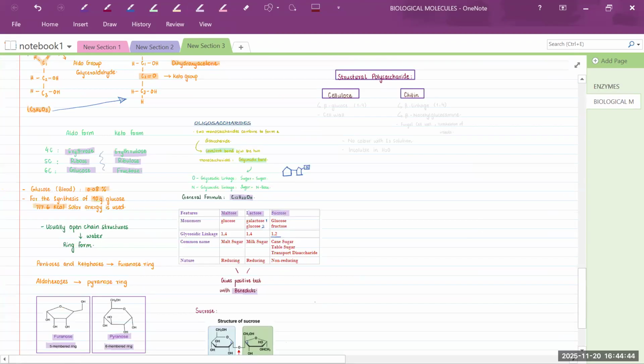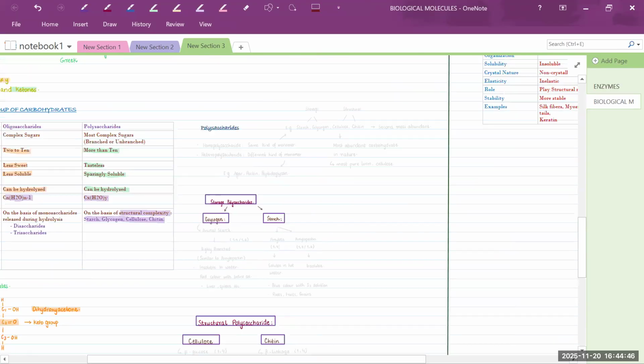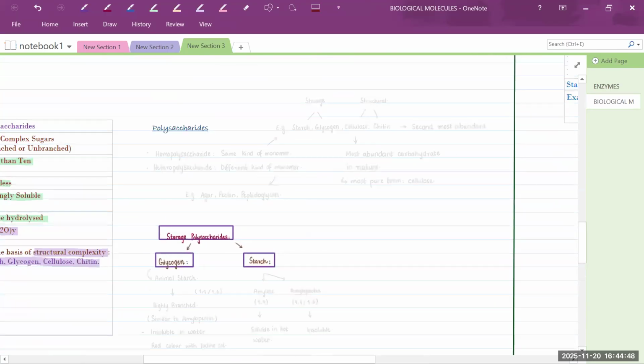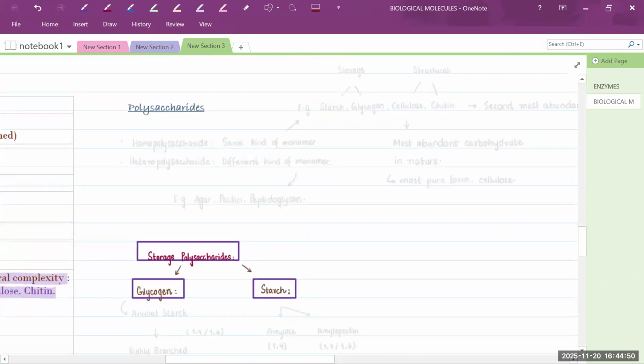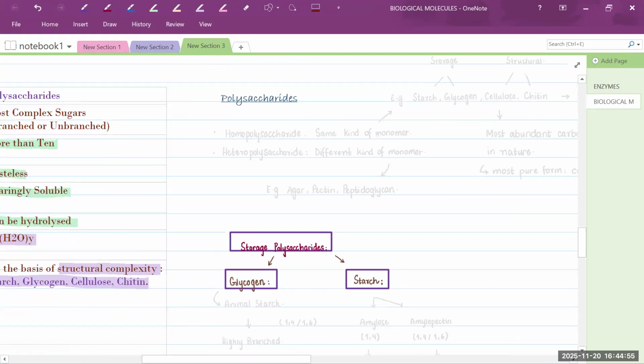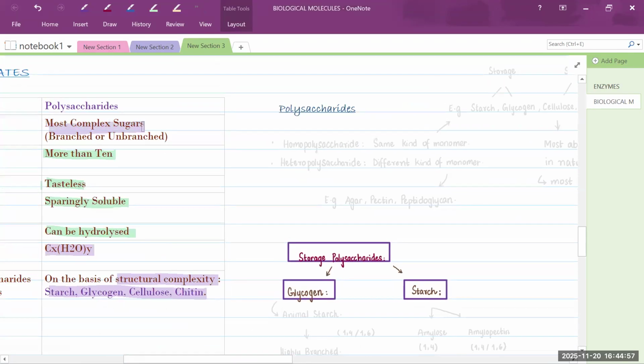That's okay. That's it for oligosaccharides. Now moving on to polysaccharides and the last of carbohydrates that we have to do. What are polysaccharides? Polysaccharides are the most complex sugars we have. As you can see here, they are the most complex sugars.